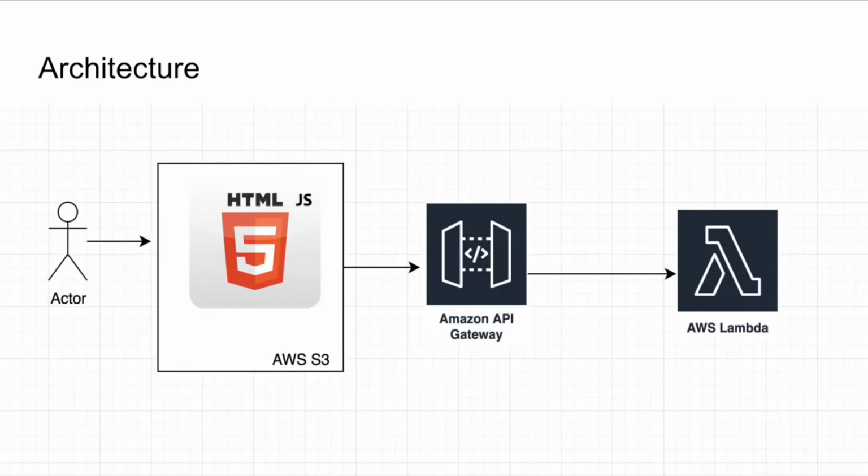So let's say that this is the architecture we want to have deployed. We have a user that's going to call some HTML and JavaScript. This is going to be hosted in AWS S3. And then this JavaScript is going to call Amazon API Gateway. And this API Gateway is going to be the bridge to actually talk to your Lambda.